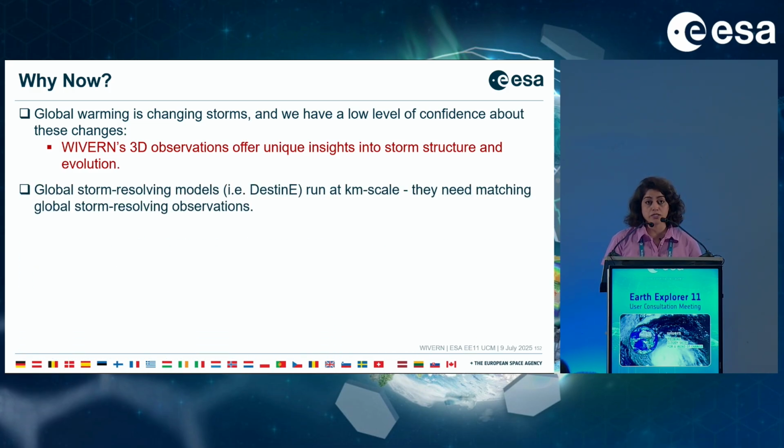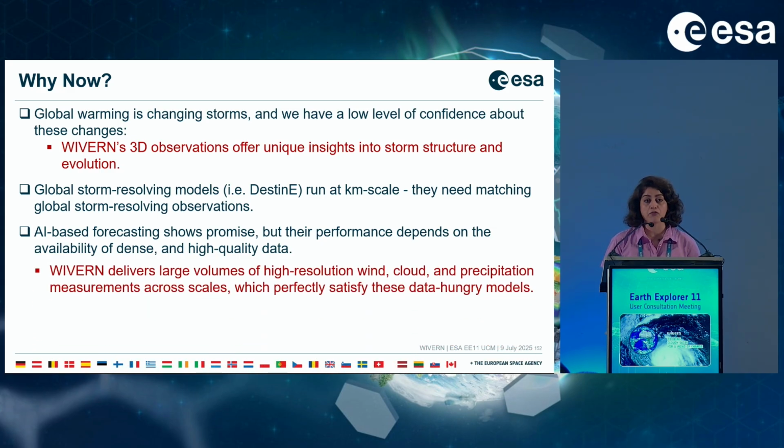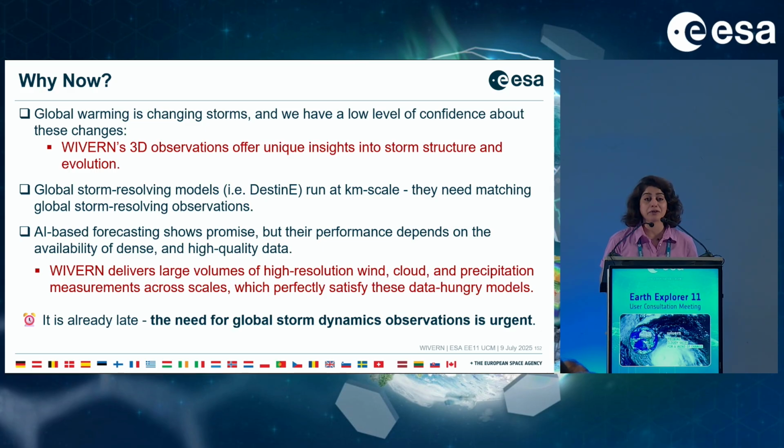Global storm resolving models, such as Destination Earth, run at kilometer scale, but they need matching global storm resolving observations. AI-based forecasting shows promise, but its performance depends on the availability of dense and high-quality data, and that could be provided by WIVERN. WIVERN provides large volumes of high-resolution winds, clouds, and precipitation across the scales, which perfectly satisfies these data-hungry models. And finally, it's already late. The need for global storm dynamics observation is urgent. Thank you.